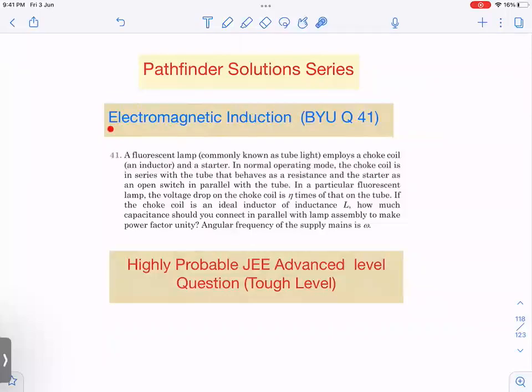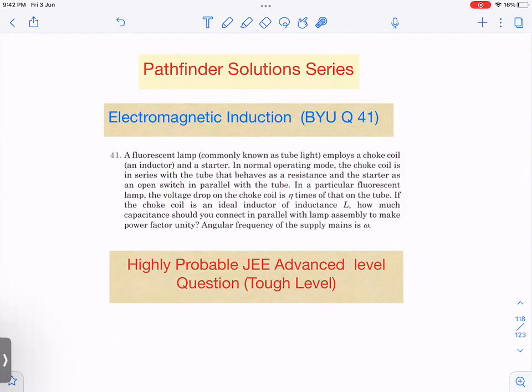This is electromagnetic induction, Build Up Your Understanding, 41st question from the book Pathfinder. So the question is, there's a lamp which is a tube light. It has a choke coil which is an inductor, and in normal mode the choke coil is in series with the tube. The tube behaves as a resistance, and the starter is an open switch, right? So till now, what is the idea?